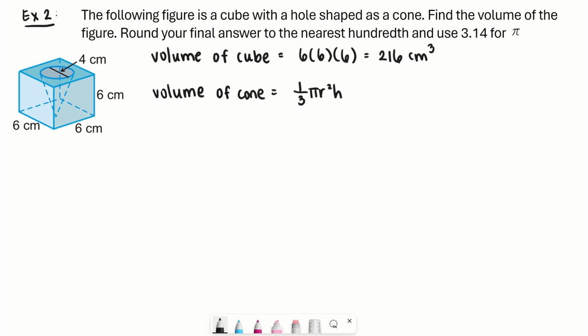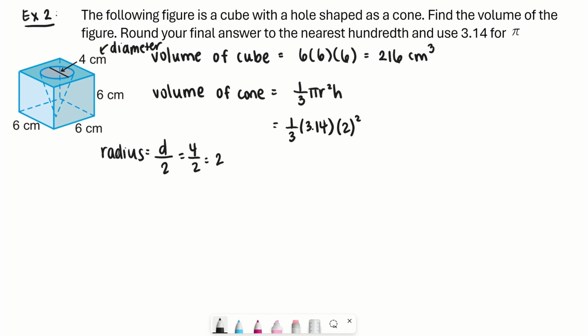The volume of a cone is given by 1/3 pi r squared h, so I'm going to replace pi with 3.14. Because this 4 represents the diameter, my radius will be equal to half of the diameter, which is 2. So I'll get 2 squared. And then the height of the cone is 6 because that's the height of our cube. If I multiply that all together, I get 25.12 centimeters cubed.